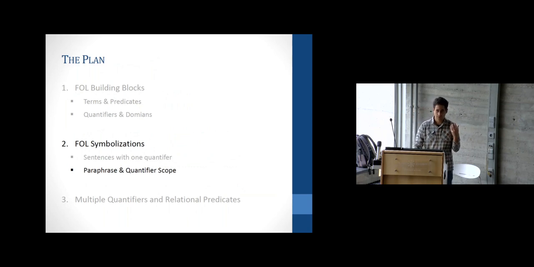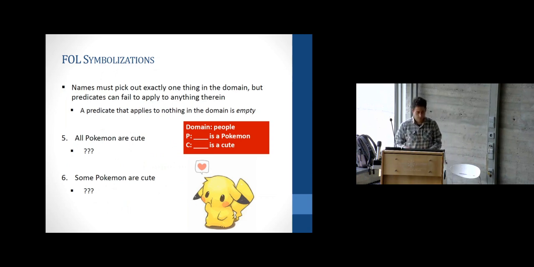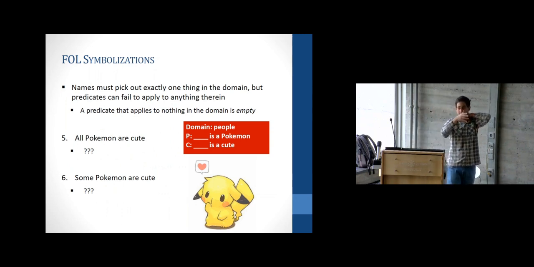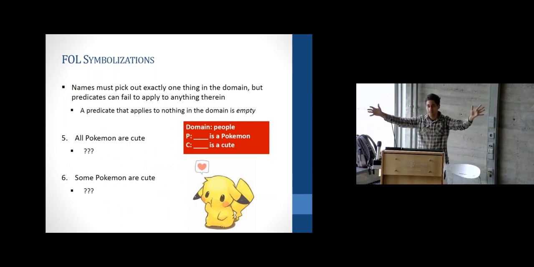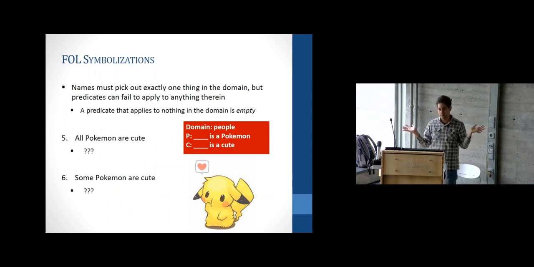Okay, we'll talk more about quantifier scope. I started to talk about it. It's a very important notion. We said that names must pick up exactly one thing in the domain, but I didn't say anything about predicates yet. Predicates can fail to apply to anything in the domain. So I gave you just now the example of "is an alien from Mars." This is a predicate, but it actually doesn't apply to anyone here, right? So it can be empty, so to speak.